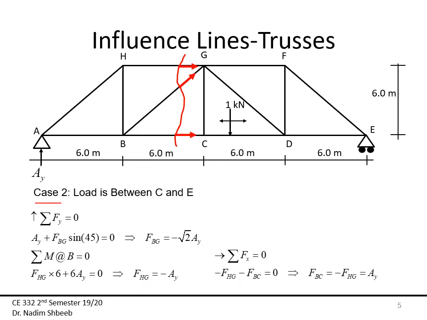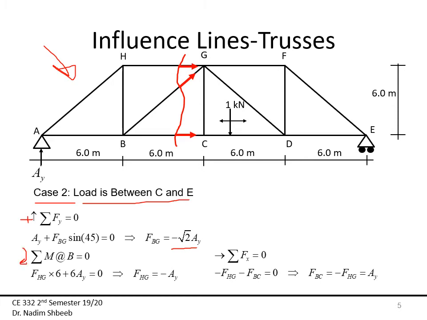Going now to case 2, the load is between C and D. Using again the same section, but working now with this side. Okay, it's easier, right? Now, using again the same techniques, summation of Fy equal to 0, then AY plus FBG sine 45 is equal to 0, which means FBG now is going to be minus square root of 2 AY.